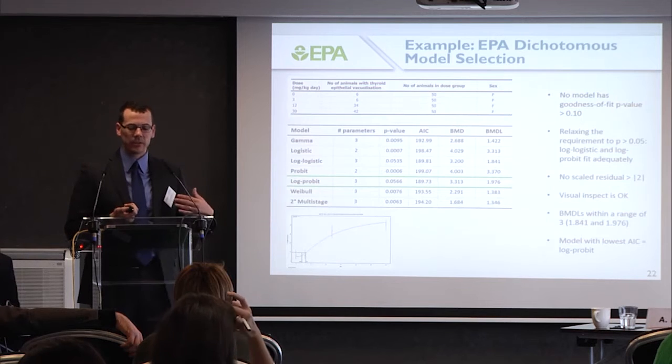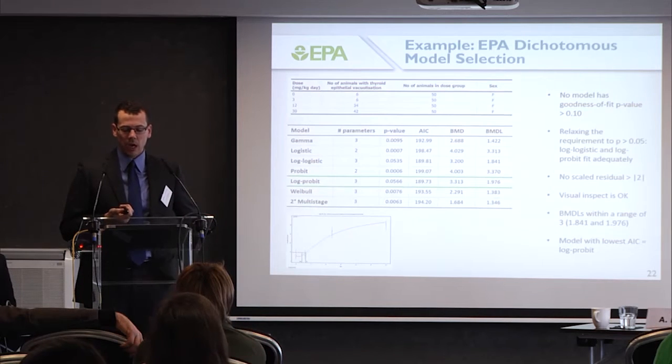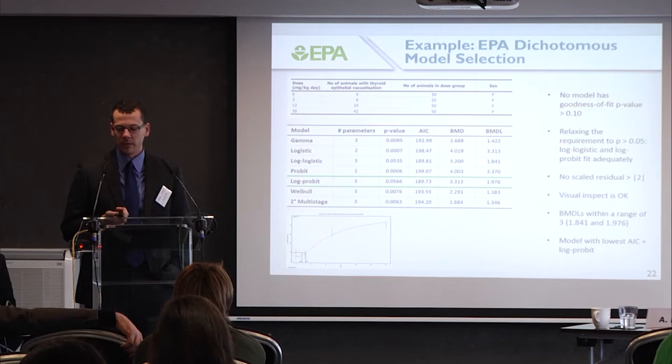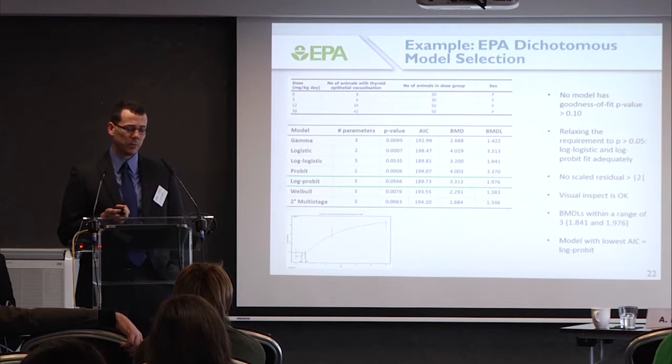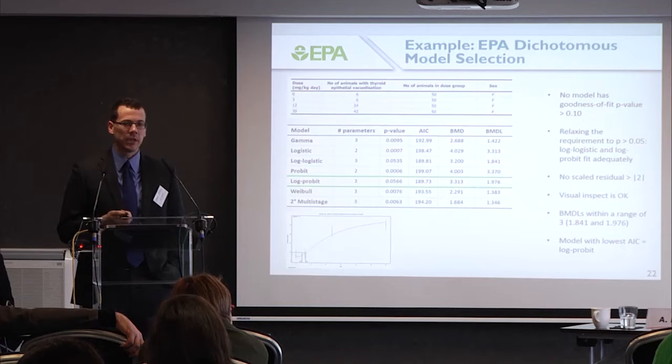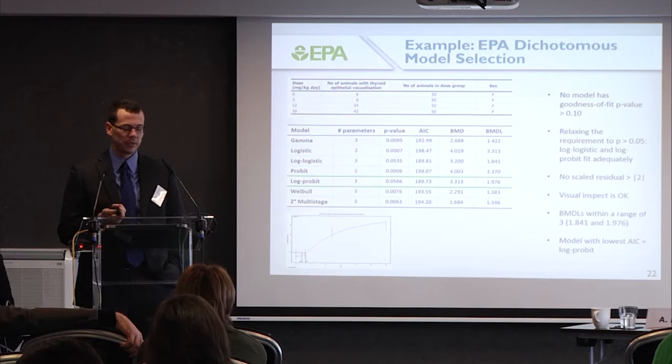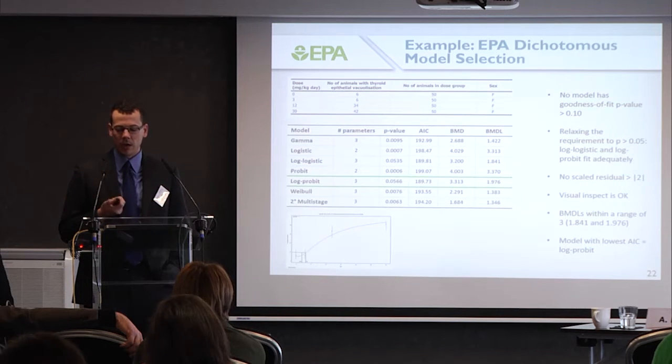So if you relax it to 0.05, you'll notice that the log probit and the log logistic are the only models that give you a p-value greater than 0.05. I don't have the scaled residuals listed here, but all the scaled residuals are less than an absolute value of 2. And in this case, the 2 BMDLs are within a range of 3, 1.84 and 1.97. And so we would pick the model with the lowest AIC, which in this case is the log probit.